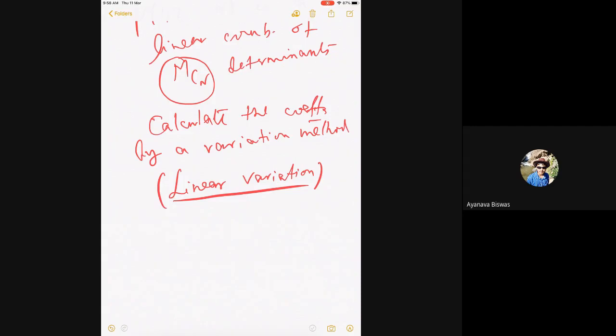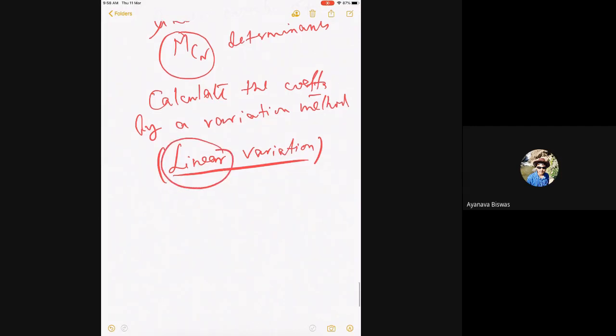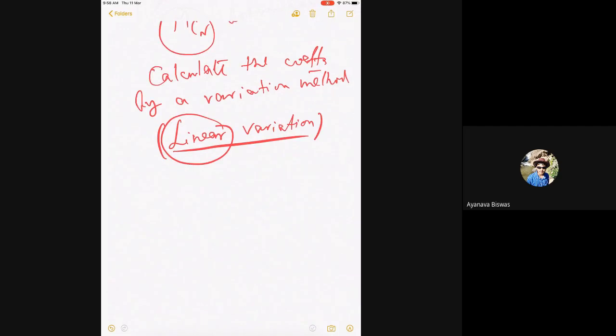Whereas in Hartree-Fock, it was very different. You are actually looking at the orbitals, which is not a linear variation, because orbitals have exponentials, and you're looking at those coefficients, right? So it was a much more complex variation, but here it's a much simpler variation called the linear variation. I just want to know whether linear variation has been taught or not. Then I will teach that first.